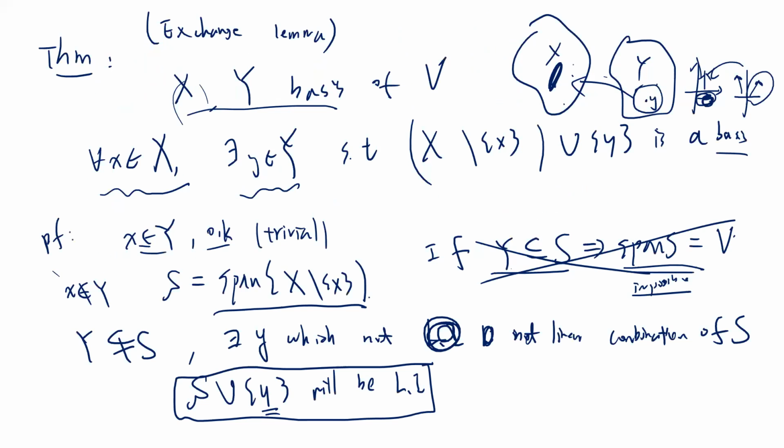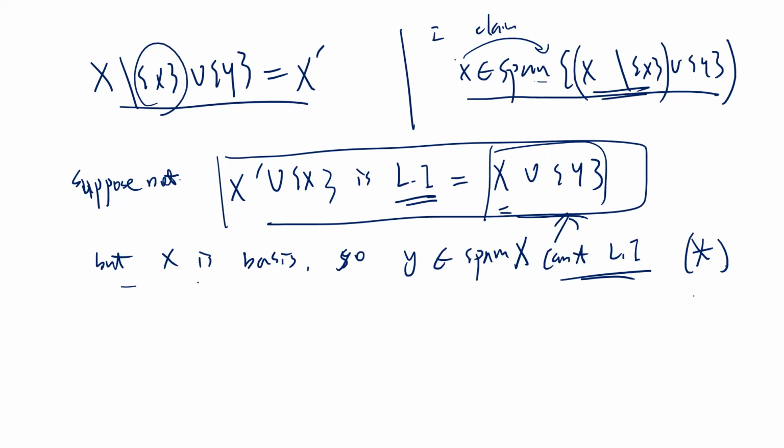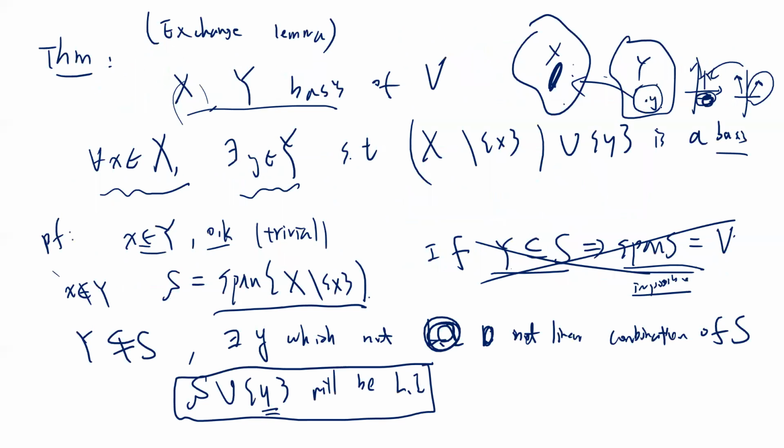So this means that since X is a basis, Y will be in the span of X, right? But this fact contradicts what I said, that this set is a linear independent set. So contradiction. That means we have proved this exchange lemma.